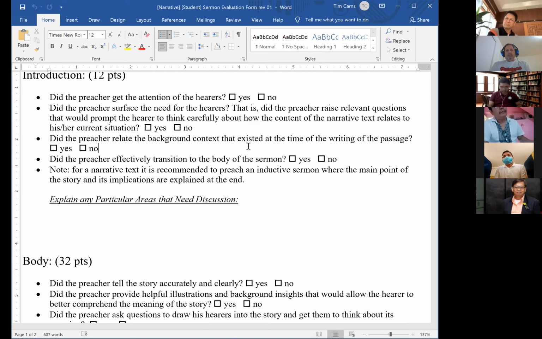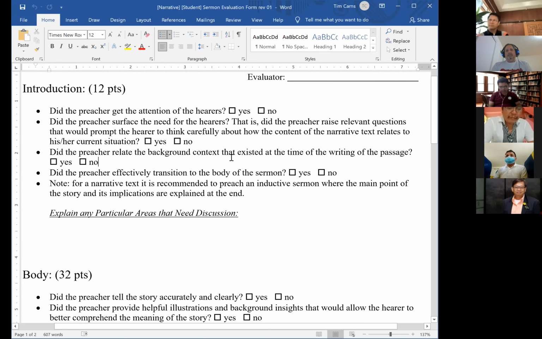Again, because I like to try to do inductive sermons for narrative, so I don't want to give away too much at the beginning. I want the story for them to sort of begin to see the main point as they go through the story. I'll talk about that in a little bit. Okay, makes sense.